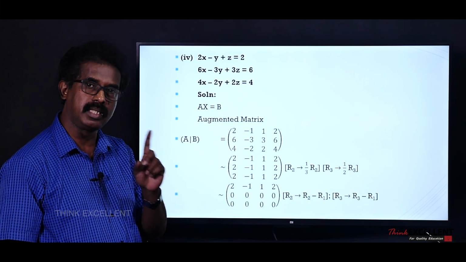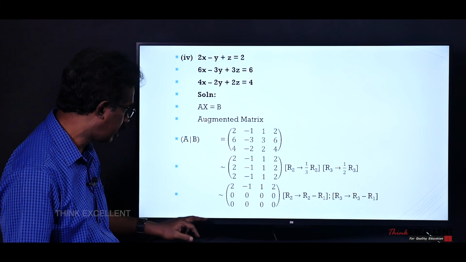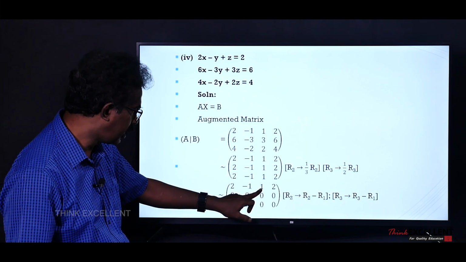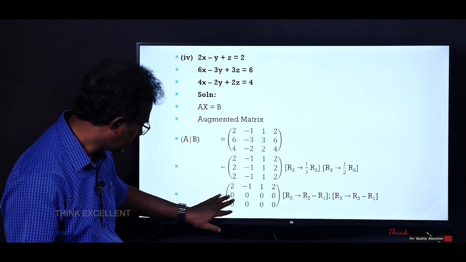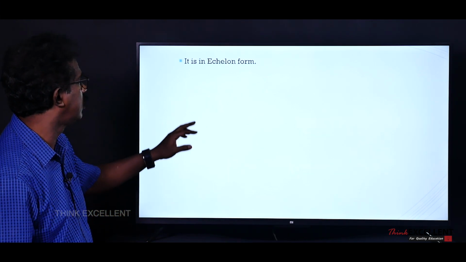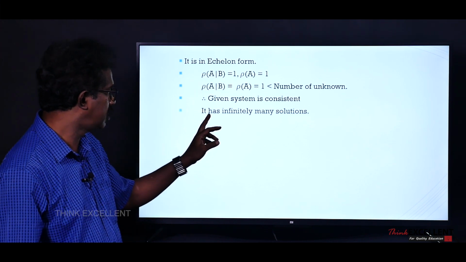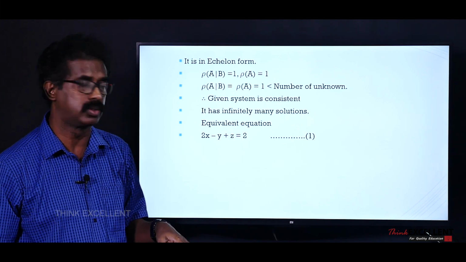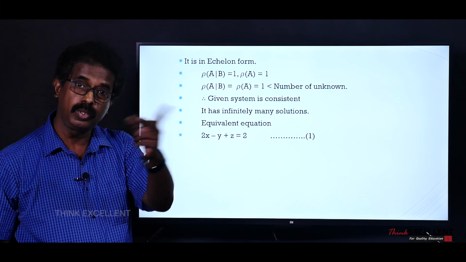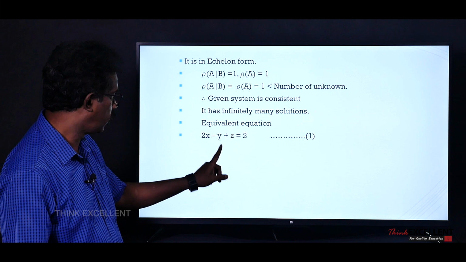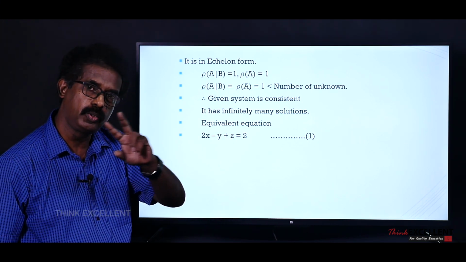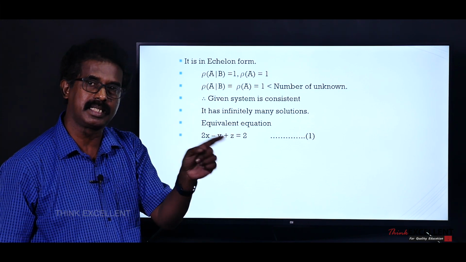System reduced to a single equation here. Write the corresponding equation 2x minus y plus z equal to 2. Other equations are all zeros, right? You are getting only one equation. Other two you are getting zeros. So give two substitutions. Put y equal to s and z equal to t. In the previous question the system reduced to two equations, so we put the last letter z equal to t.